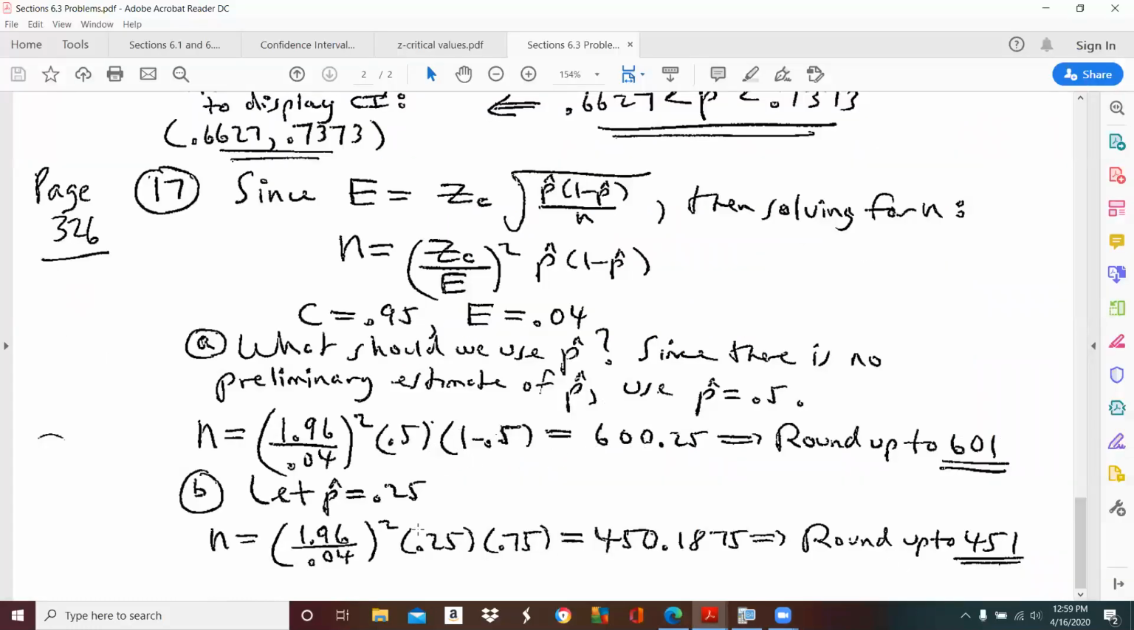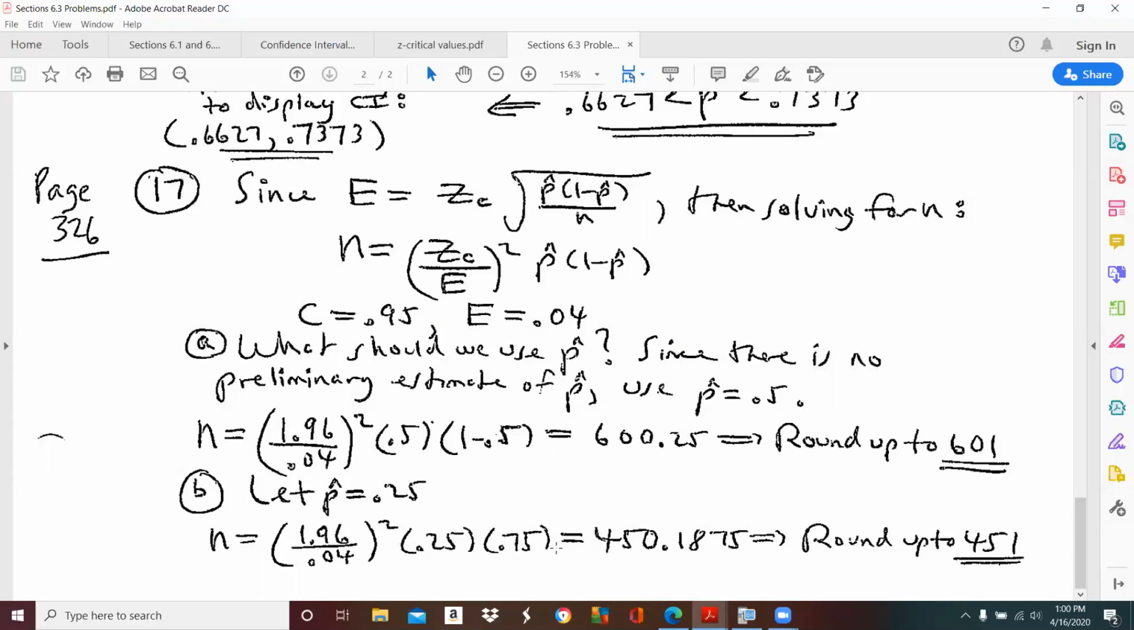So in this particular case, let p hat equal 0.25. And that means 1 minus p hat is 0.75. So the same ratio here in this z divided by e, same thing. But p hat now is 0.25. 1 minus p hat is 0.75. And this is going to be equal to, when we multiply all of this, 450.1875. And we round that up to 451 as our minimum number of people.